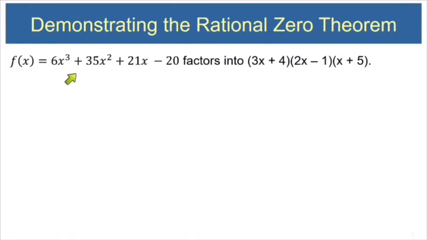Here we have 6x to the third plus 35x squared plus 21x minus 20. And I've already factored this for us. This polynomial factors into 3x plus 4 times 2x minus 1 times x plus 5. Now notice that this is not a problem to work. There's no question here. I'm just trying to show you something about the rational zero theorem so you'll understand it a little better.